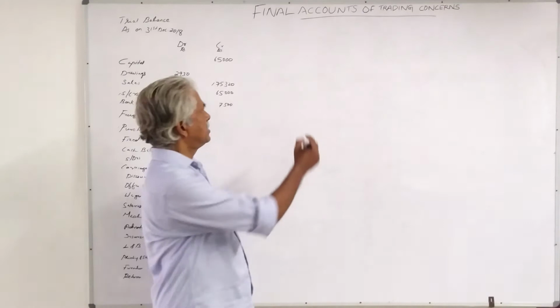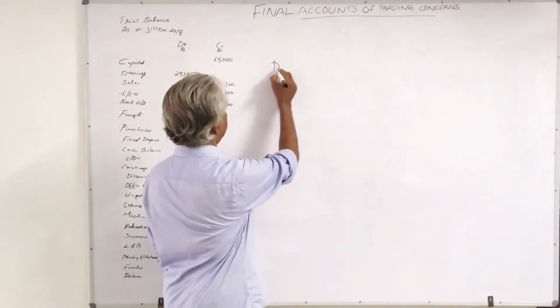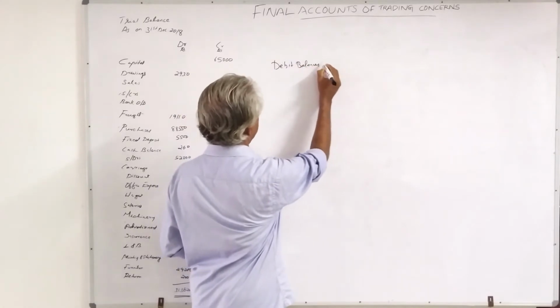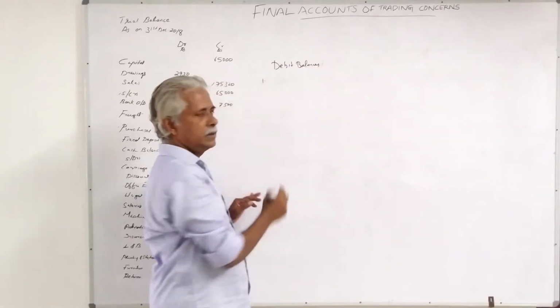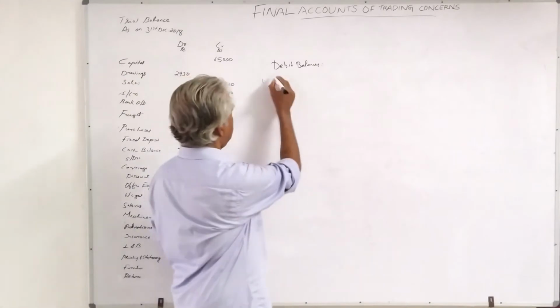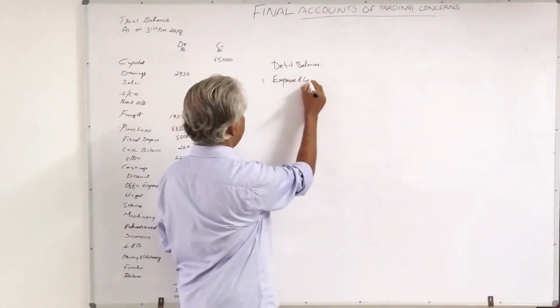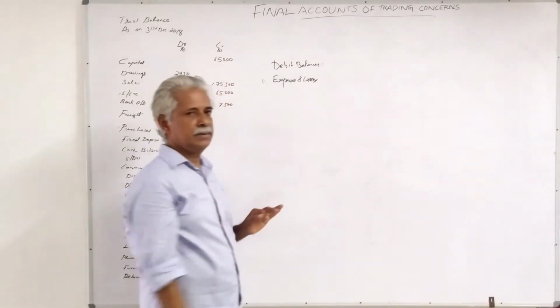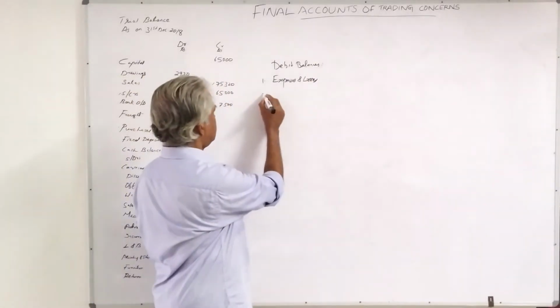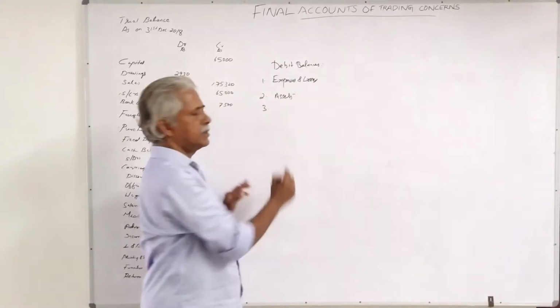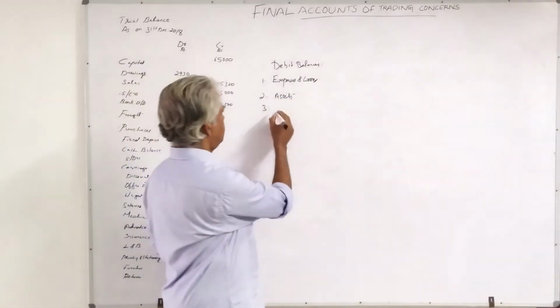The debit balances include number one, expenses and losses. Number two, assets. Number three, drawings.